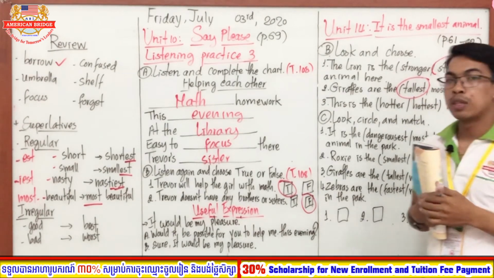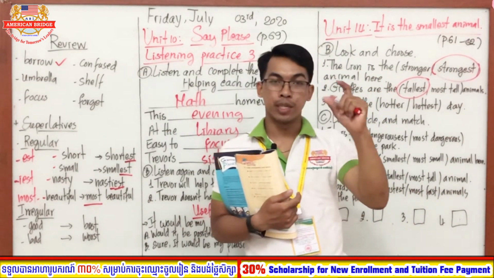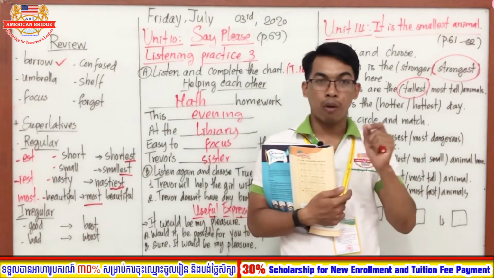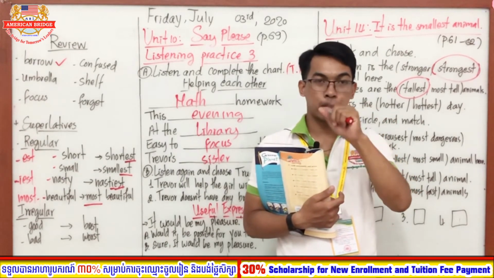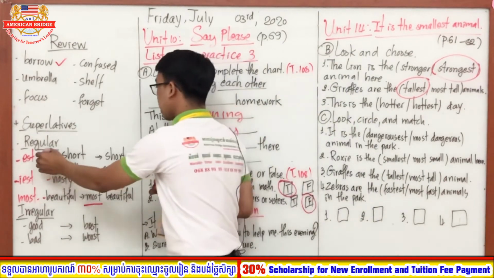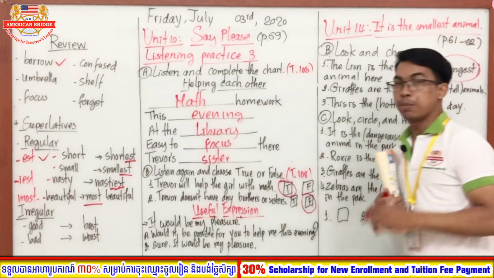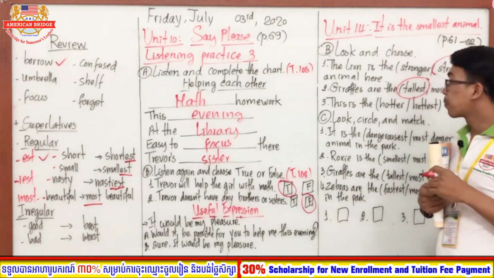Tallest. So the word tall, how many syllables are there? Of course, there is one syllable, tall. So we can say that it is a short adjective. So we add est, and it becomes tallest. Good. So now let's move on to number three.